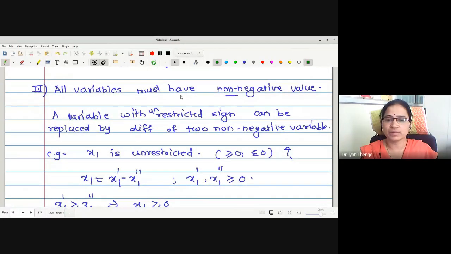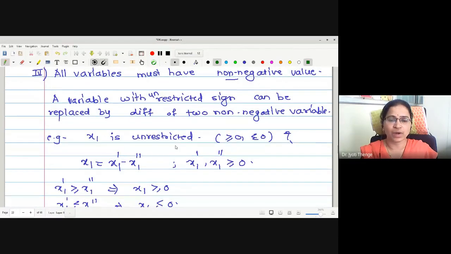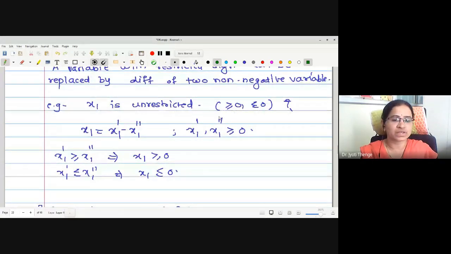We have to multiply the equation by minus 1 so that the right hand side will become non-negative. And all the variables must have a non-negative value. Actually, in this section, we are taking all the values of the variables to be non-negative. But in the topic of duality, we are going to deal with the unrestricted variable. For an unrestricted variable, we don't know the value, whether it is non-negative or non-positive.